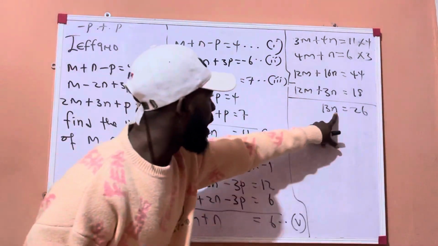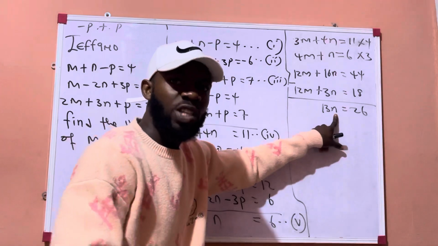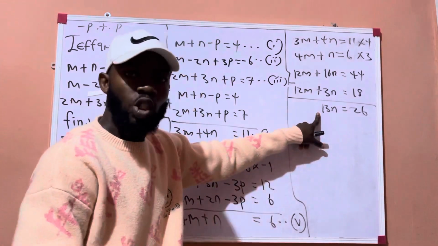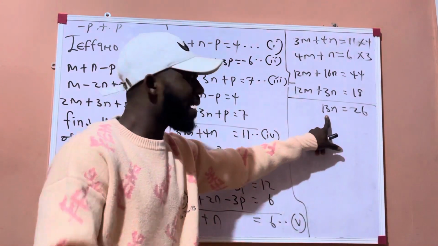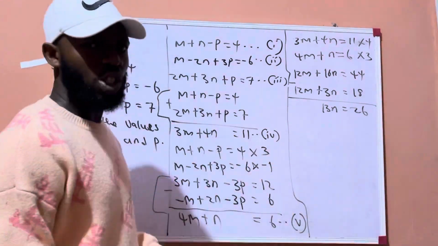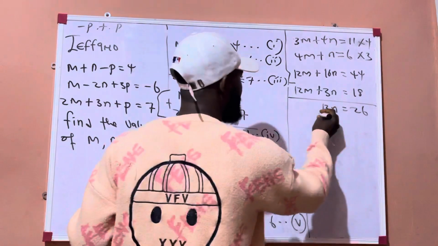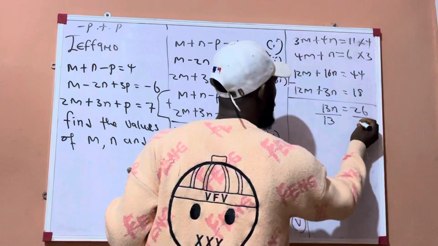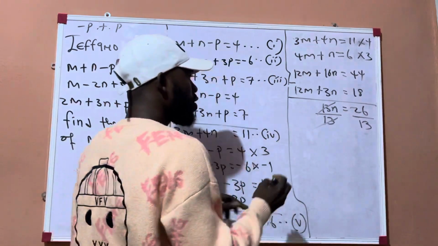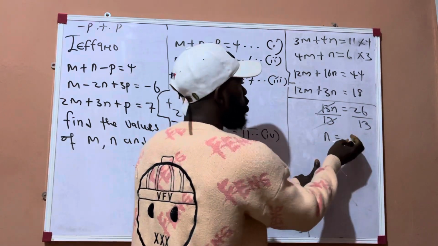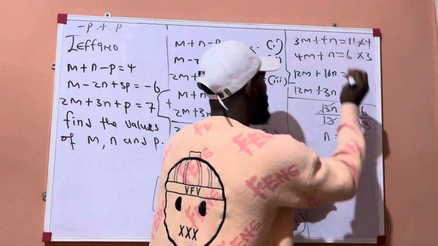Now, we are looking for n. What is making n not to be the subject of the formula? It is 13. So what do I have to do? I have to divide both sides by 13 so that n becomes the subject of the formula. Dividing both sides by 13 over 13, when 13 cancels 13, n is equal to 26 divided by 13, which gives us 2.